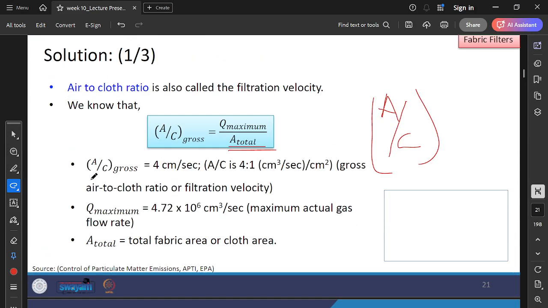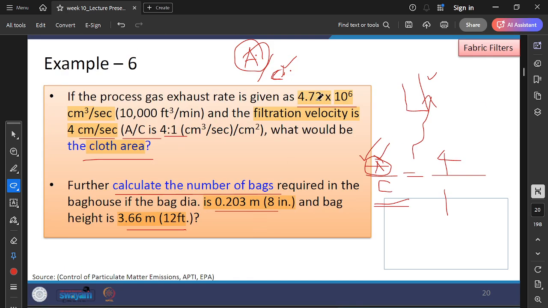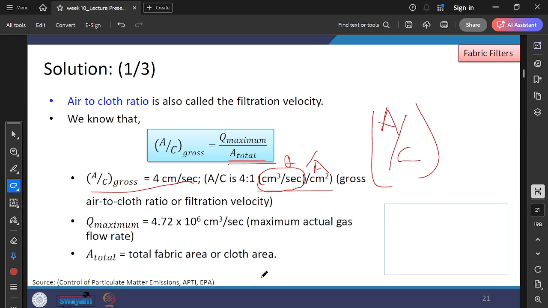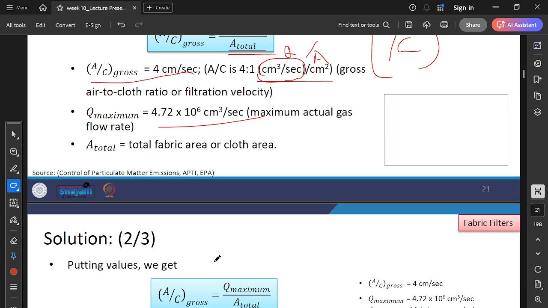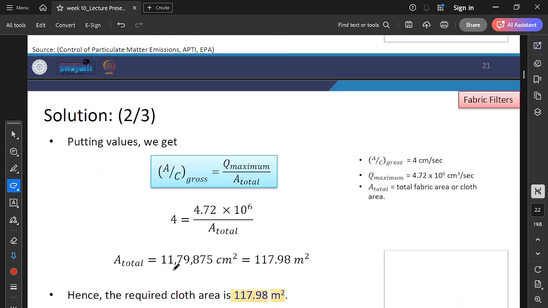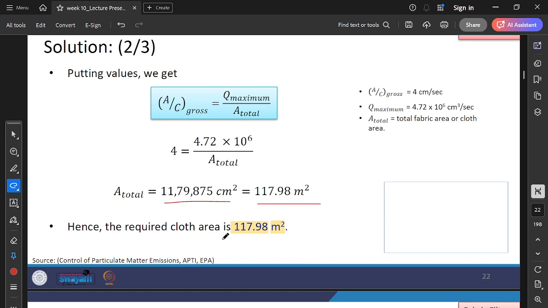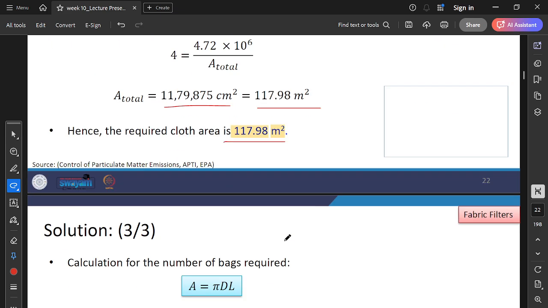Fine. Now A by C is 4. They have given 4 centimeter cube per second per centimeter square. From the unit itself, we can know centimeter cube per second will be Q and centimeter square will be A. So Q by A, that's the formula, Q max by A total. Q max is given as 4.72 into 10 power 6 centimeter cube per second. Everything you can make in centimeter. Area total we don't know, so we can find that with cross multiplication. You will get centimeter square or meter square. That's the required cloth area.